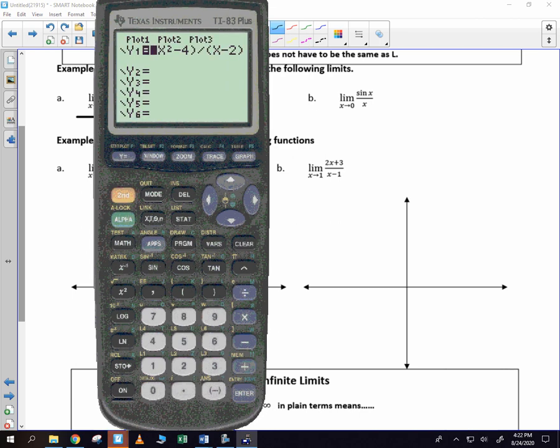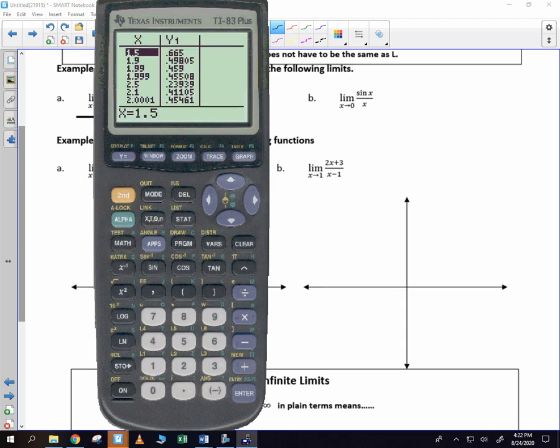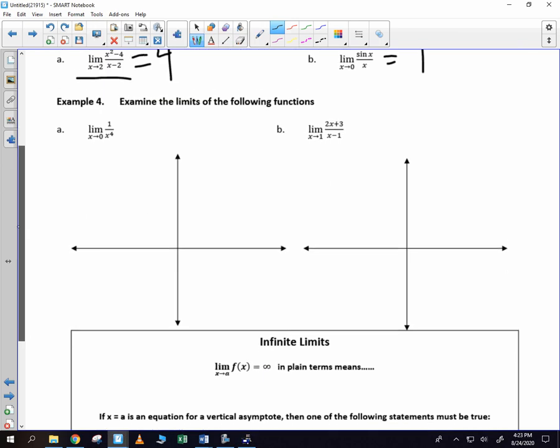Sine of x over x. I go into y equals sine of x divided by x. And when I go into my table, I'm going to approach 0. Well, 0 from the left would be negative 1, negative 0.1, negative 0.01, negative 0.0001. And you can see that those values seem to be getting very close to 1. Now, I don't know for sure if it's 1 until I check the right side. I'd try 0.5, try 0.1, try 0.01, try 0.001. And you can see as you try those, in fact, it looks like those values are getting very close to 1. So it is 1.